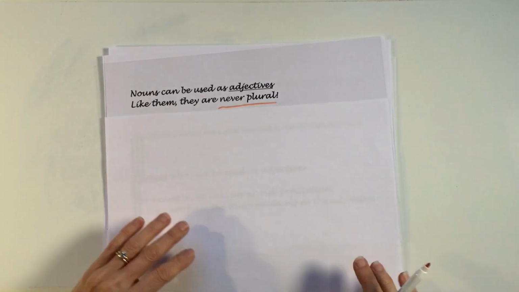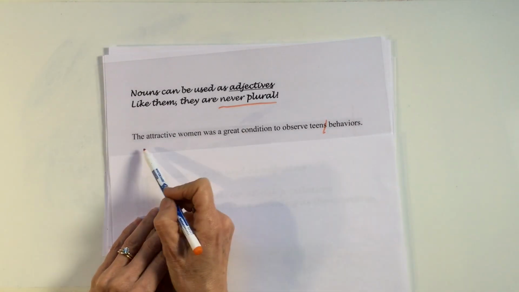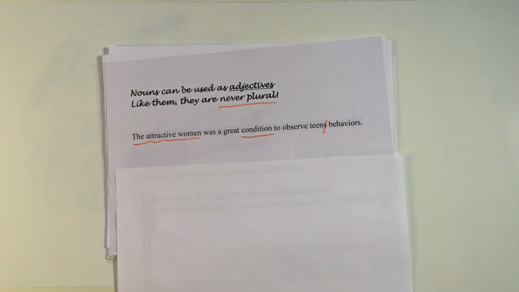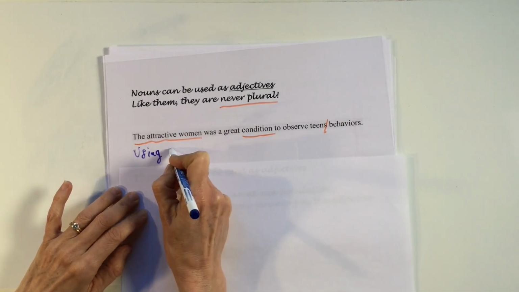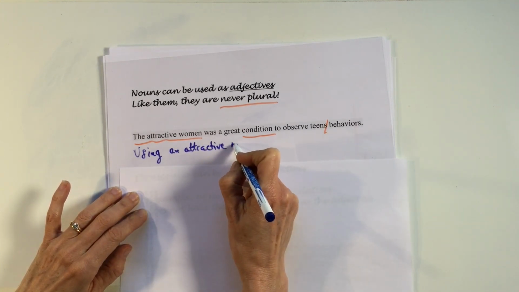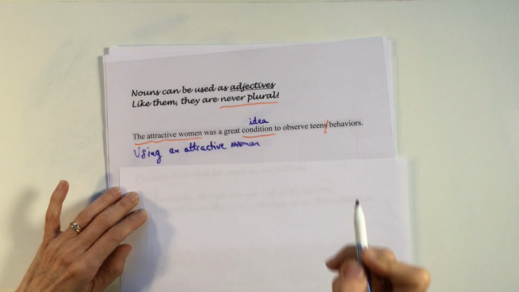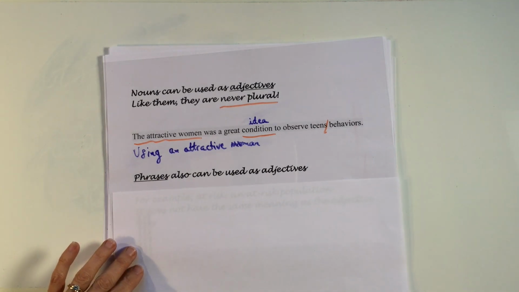Nouns can also be used as adjectives, and like them, they're never plural. So then talk about teen behaviors. The beginning is not very clear, so let me change that: using an attractive woman was a great idea to observe teen behaviors. That's better.